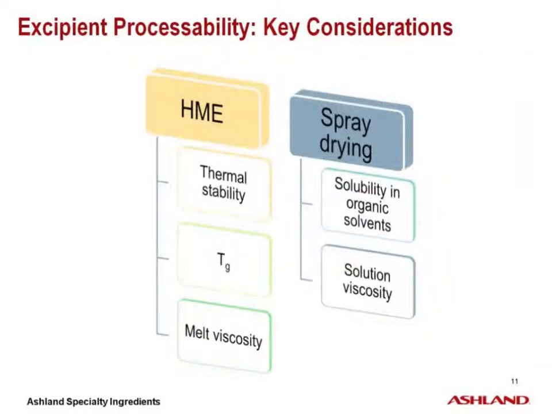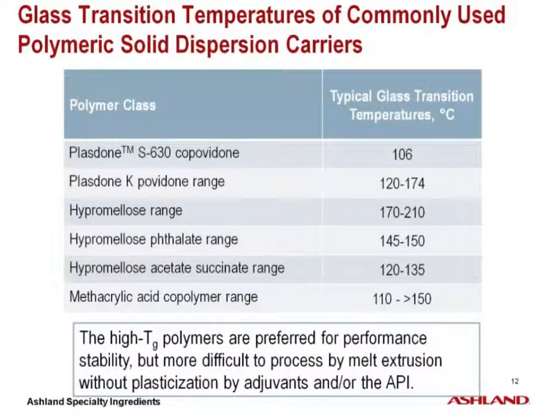For the melt extrusion process, an ideal polymer should have good thermal stability, suitable Tg, and suitable melt viscosity. For spray drying, the polymer needs to have decent solubility in one or more common organic solvents with the API, and the solution viscosity should not be too high to jeopardize the formation of droplets. What is listed in this table are the glass transition temperatures of commonly used polymeric solid dispersion carriers.